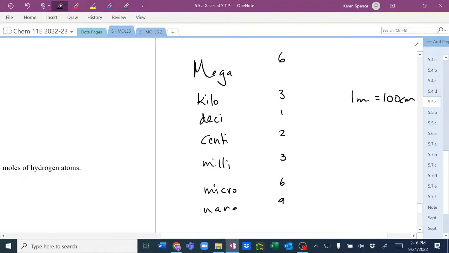Mega is 10 to the 6. So that means a megameter is a million meters, yes? Kilo is 10 to the 3. Now those are our big ones. Everything else is going to be negative. So deci is 10 to the -1, centi is 10 to the -2, milli is 10 to the -3, micro -6, nano is -9.